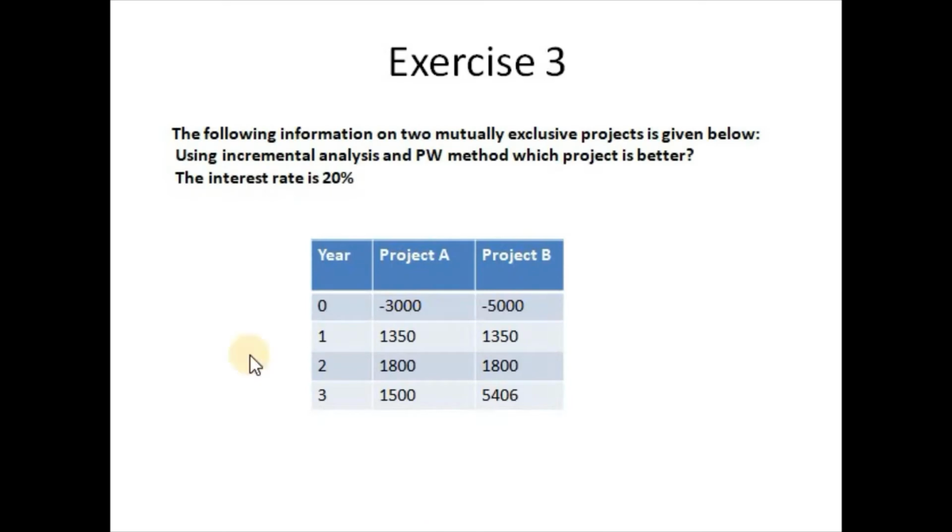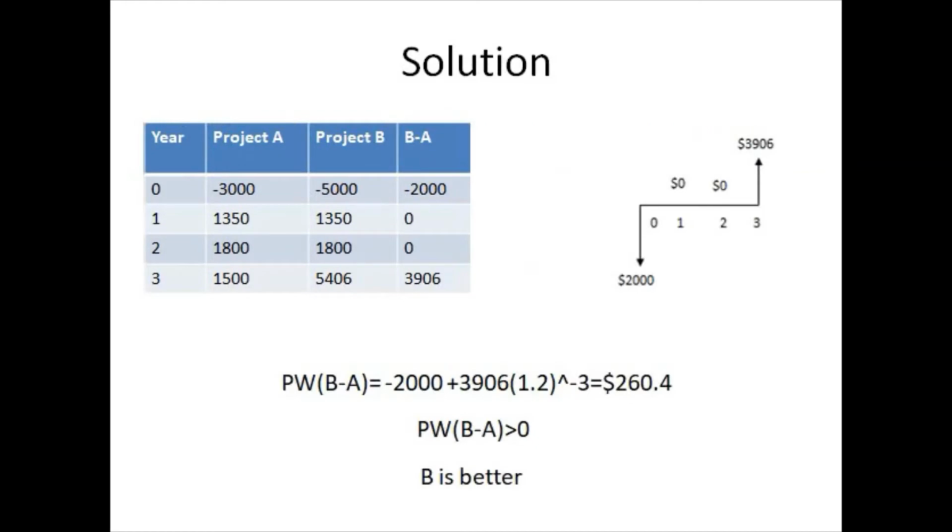Another exercise. Here we have two mutually exclusive projects using incremental analysis and present worth method. Which project is better? This time I'm gonna do the subtractions on the table. I don't want to draw a cash flow diagram for this one and then subtract the cash flow. So you choose the method that you want. You want to make your calculations on the cash flow diagram or using a table like this one.